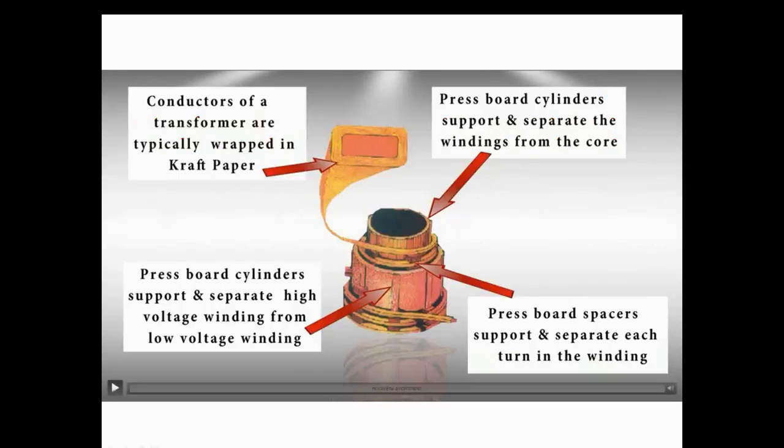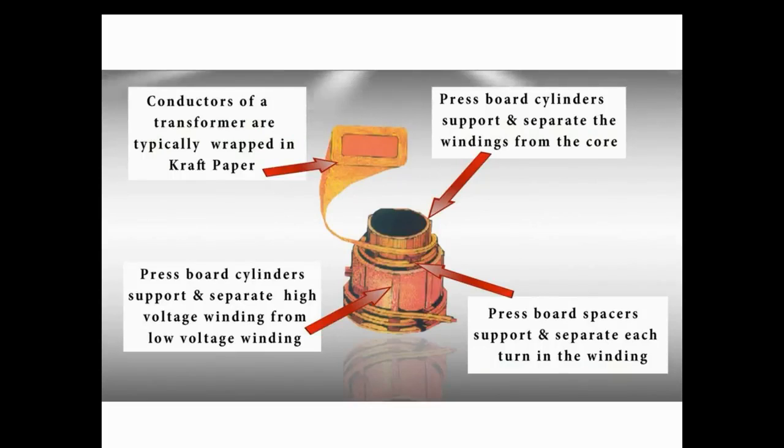Here you can see a typical copper conductor wrapped in kraft paper. Pressboard cylinders support and separate the windings from the core. Pressboard spacers support and separate coils in the winding. And there are pressboard cylinders to support and to separate the high voltage winding from the low voltage one.